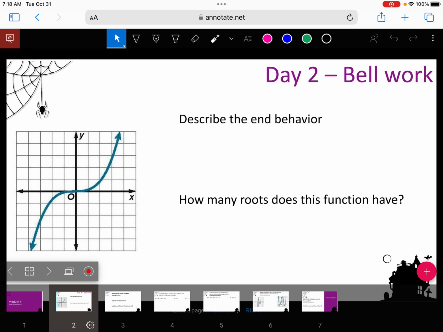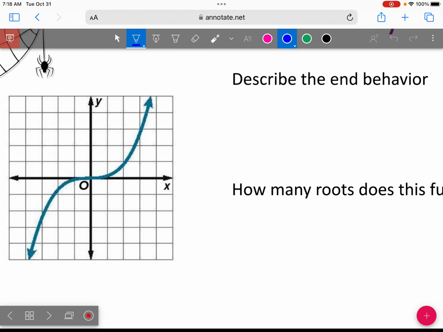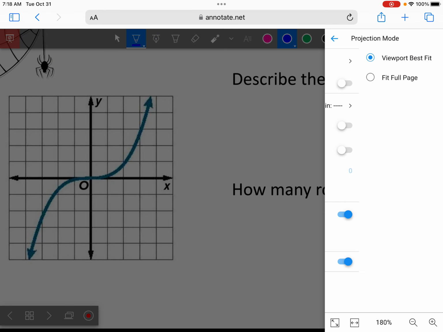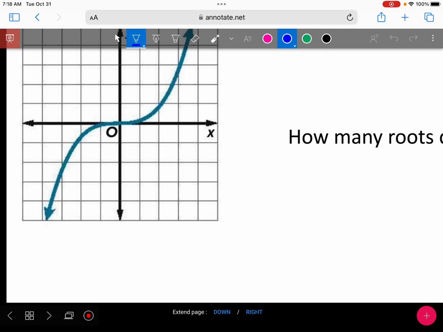So looking at this, we're going to describe our end behavior. Oh, let me make it so that it doesn't zoom in so my handwriting is good. So if I want to describe this left arrow, how do we write that?